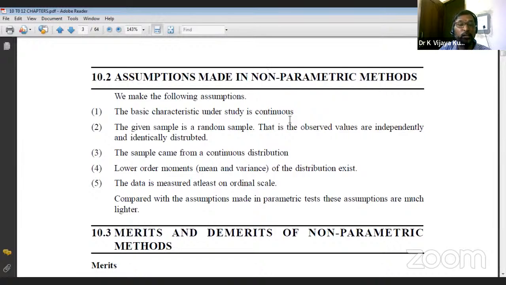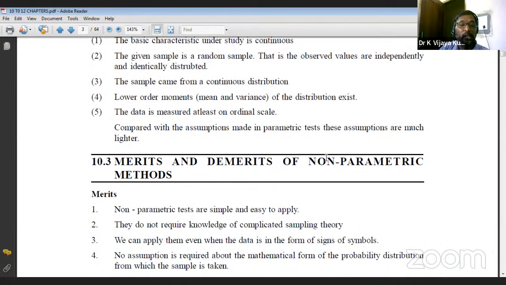What is it that we observed? Independently distributed. The sample came from a continuous distribution. Lower order moments of the distribution exist. The data is measured at least on an ordinal scale. Compared with the assumptions made in parametric tests, these assumptions are lighter.